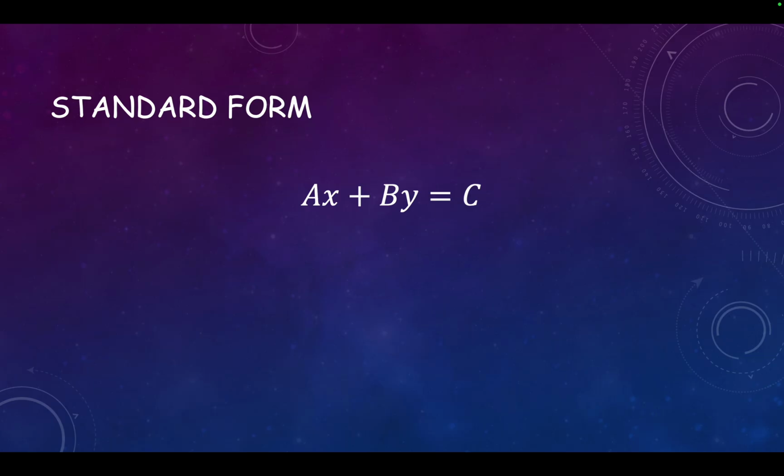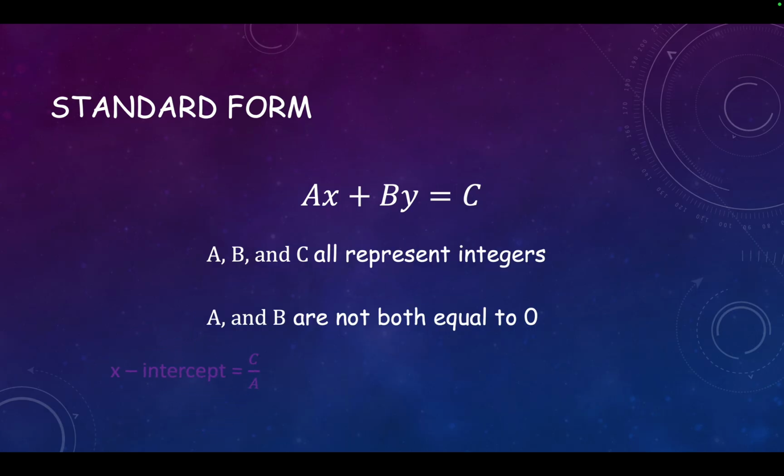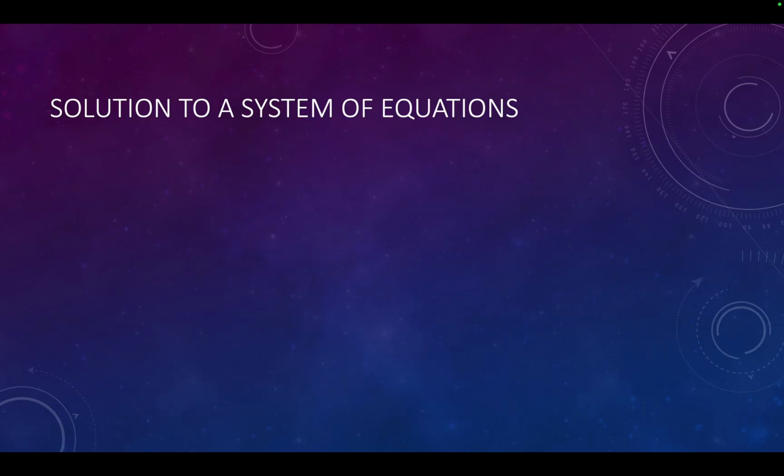Standard form, ax plus by equals c. Remember, a, b, and c all represent integers. A and b are not both equal to 0. To find the x-intercept, we take our c integer and divide it by the integer in front of the x, the a. So c divided by a gets us our x-intercept. C divided by b gets us our y-intercept. So that's a quick review of standard form.